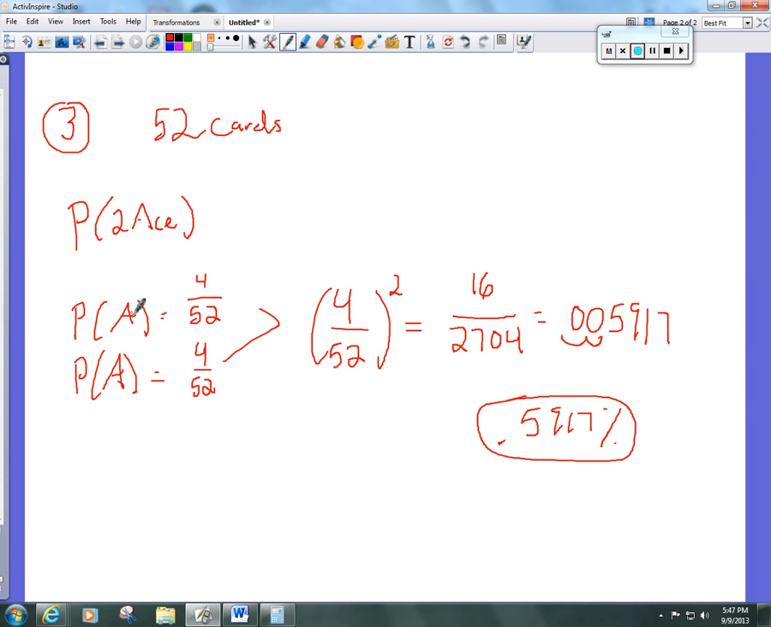So if I gave you a deck of cards, you draw an ace, what's the chance of you drawing another ace? Well, it's a little more than half a percent, which is not that high.